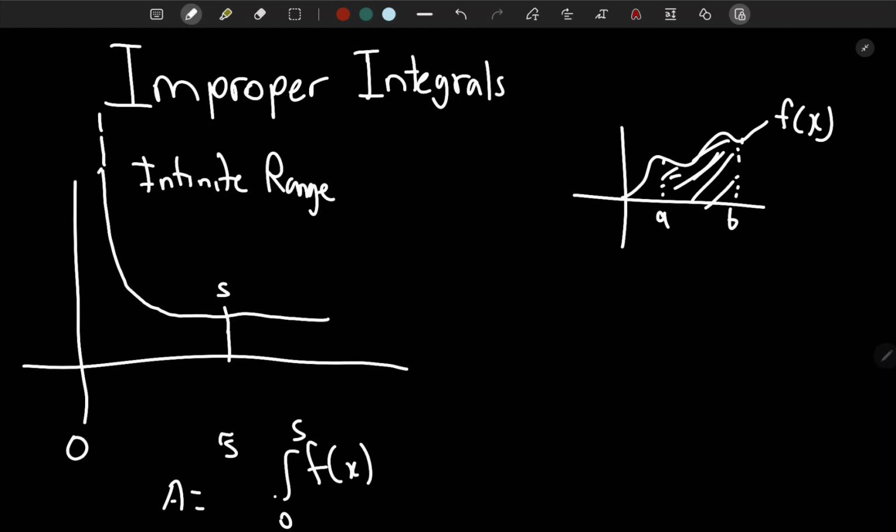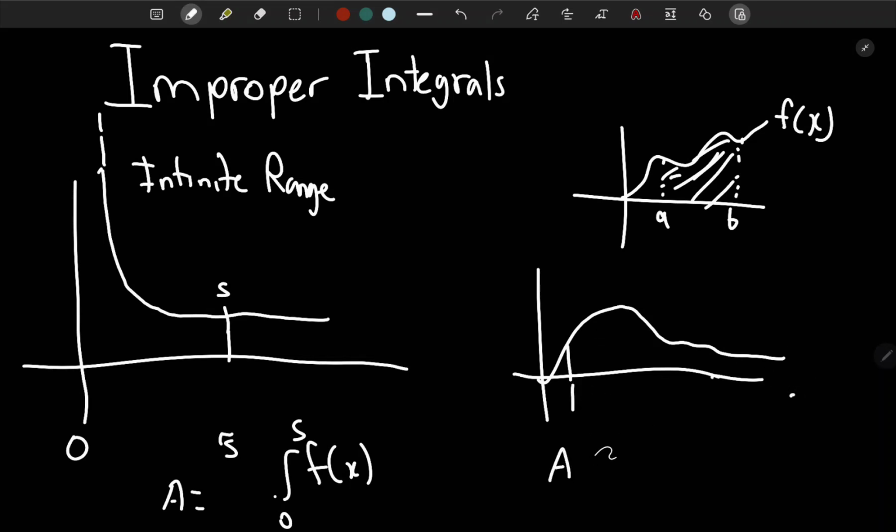And the other case that we can have is infinite domain. So let me draw a smaller graph over here. It's going to be from here, and this line is continuing until infinity. So the area is from, let's say, 1 all the way to infinity. So it's going to be integration from 1 to infinity of this function. So these are the two cases that we can have in improper integrals, and this is called infinite domain.